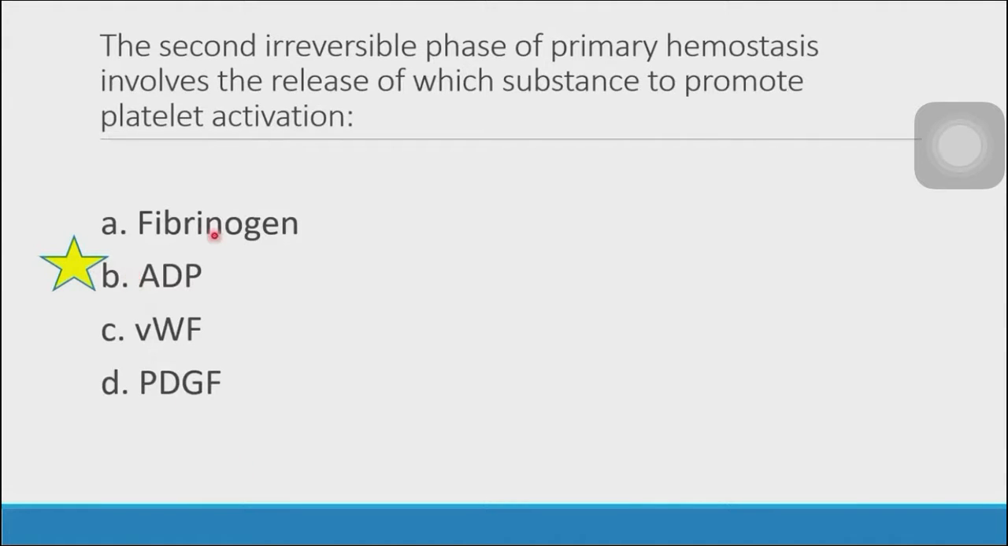So again, fibrinogen naman, it is the substance needed for the formation of platelet plug or aggregation, para mag-mediate ng attachment ng platelet with each other. Von Willebrand factor naman, again, it is important in the first phase, which is platelet adhesion. PDGF naman or platelet-derived growth factor is necessary for healing naman of endothelial gaps.